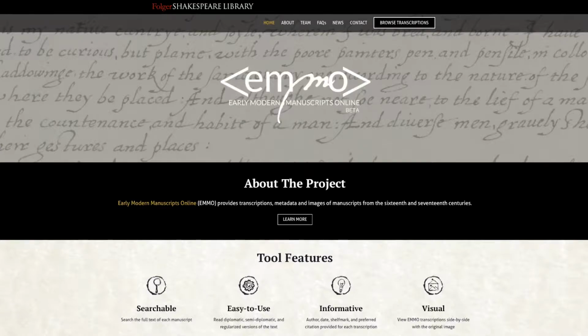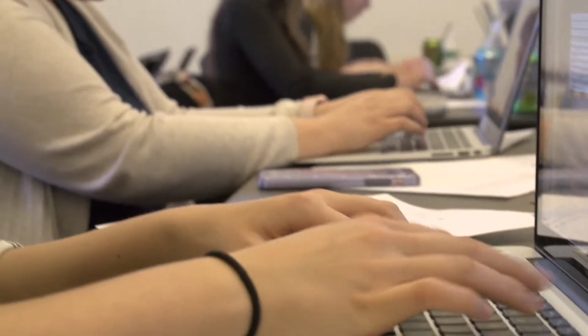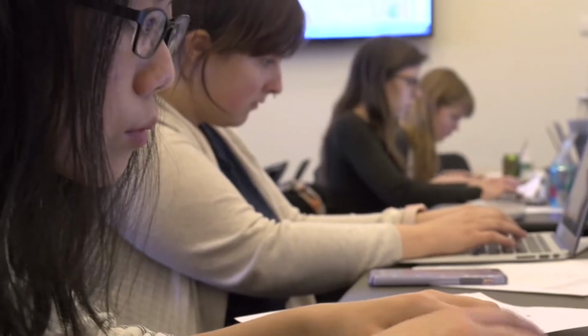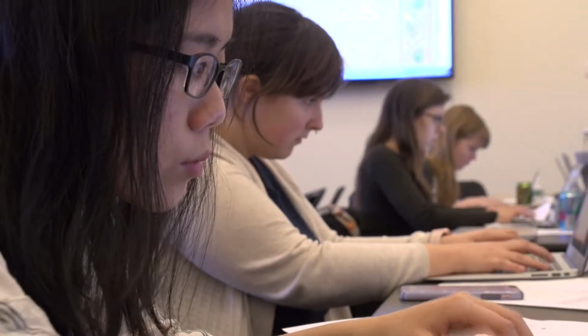The goal of EMMO is to transcribe all early modern English manuscripts. We're doing it at scale. And because of that, we need a whole army of transcribers. When we're crowdsourcing in this way, we're having every page done independently 3 times. And that allows us then to correct or vet the transcriptions in a much more efficient way.